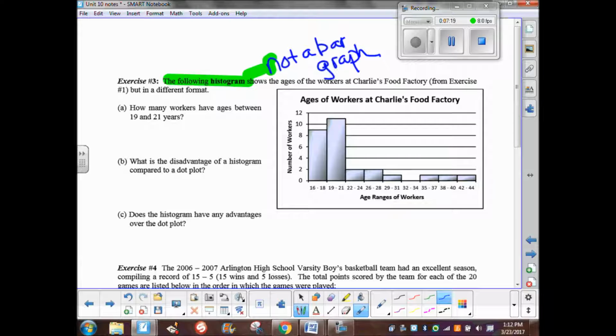So it says how many different workers had ages between 19 and 21 years? How many? 11. Okay, right here, 19 and 21, 11. What is the disadvantage of a histogram compared to the dot plot on the front? What's the disadvantage to having this data in a histogram as opposed to the dot plot? Yeah, you can't see the exact ages. You have a range of ages.